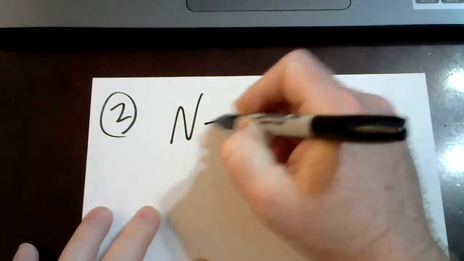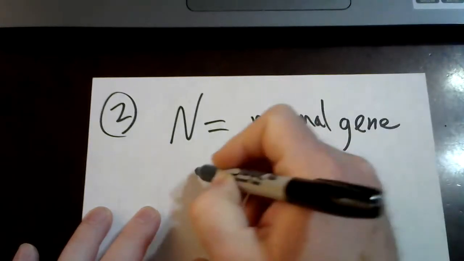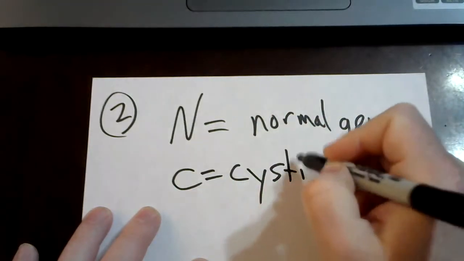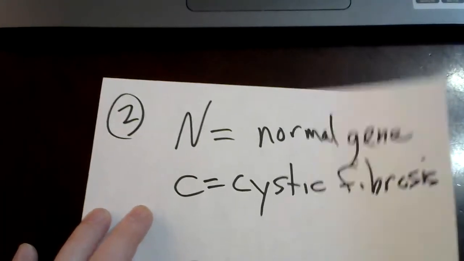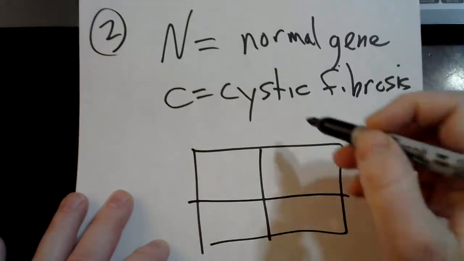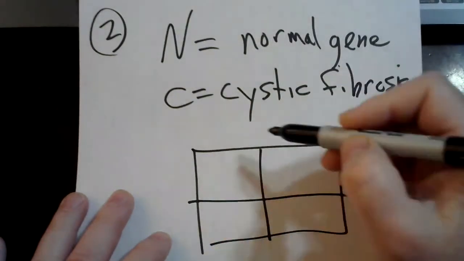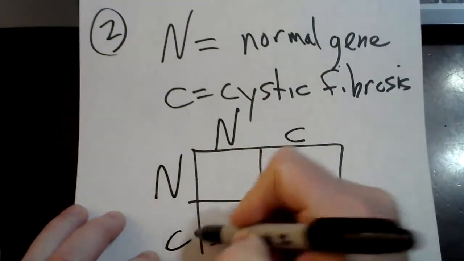Let's do number 2. Cystic fibrosis is a serious inherited lung disorder. And in this particular problem, we're supposed to assume that N is a normal gene, and lowercase c is the cystic fibrosis gene. And the problem is to come up with a Punnett square that will demonstrate what happens when you mix 2 carrier parents.